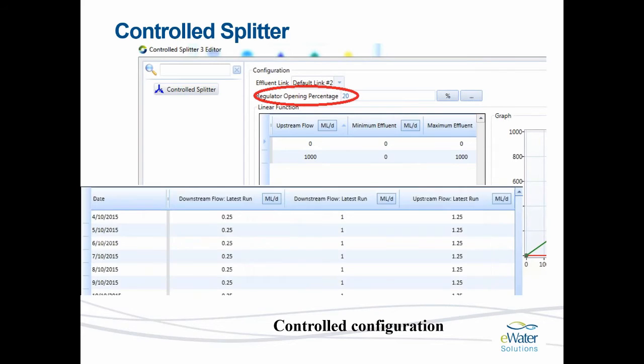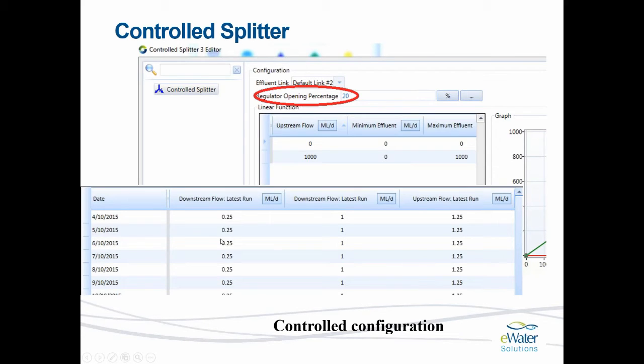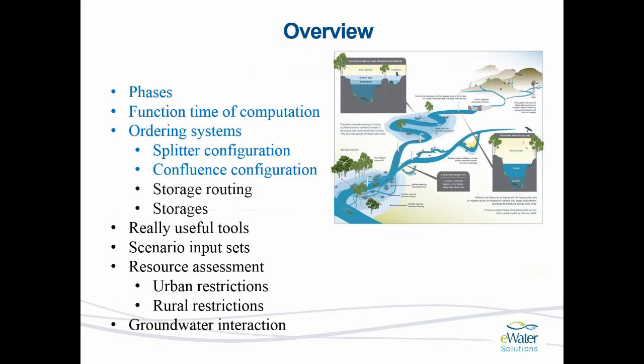So I've set up an example here. In this particular case, the upstream flow is 1.25. It's configured to send 20% down the effluent, and so 0.25 goes down the effluent, 1 goes down the main branch of the river. And this particular functionality can be controlled by a function.